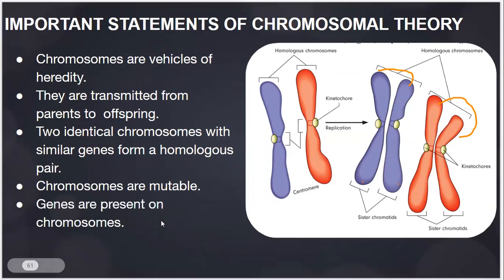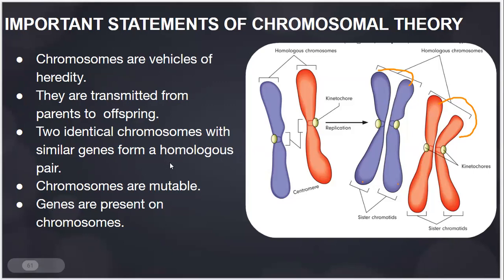And genes are present on the chromosomes. Chromosome is made up of nothing but deoxyribonucleic acid, that is your DNA. And on this DNA are your genes, which are transmitted from parents to offspring. Chromosome will act as a vehicle of heredity.